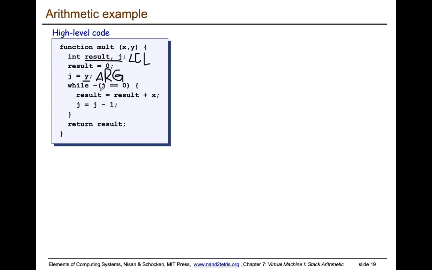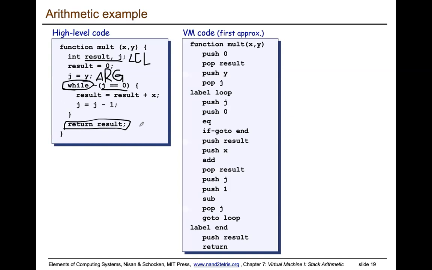While j not equal to 0, result equals result plus x; this is an arithmetic expression. j equals j minus 1 is an arithmetic expression. j equals 0 is the Boolean expression. And since this is a while, you should create a loop. Finally, the return result you will push onto your stack so that it will go back to the previous caller.